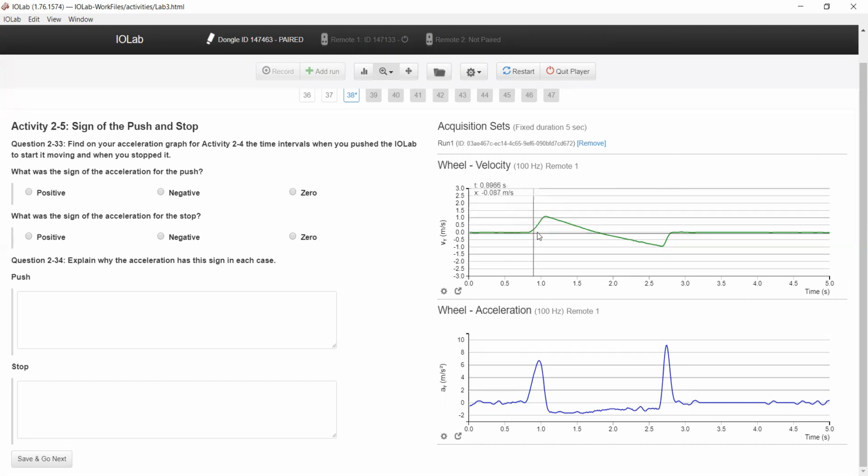Okay, this is the region of the push, this is the region of the stop. And this is like our regular reversing direction, slowing down in a positive direction, speeding up in a negative direction. But that was kind of speeding up in a positive direction for the push, slowing down in a negative direction for the stop. So based on that, you may answer in your own notes, and click save and go next after you answer.